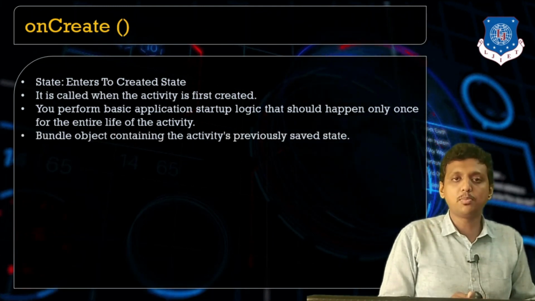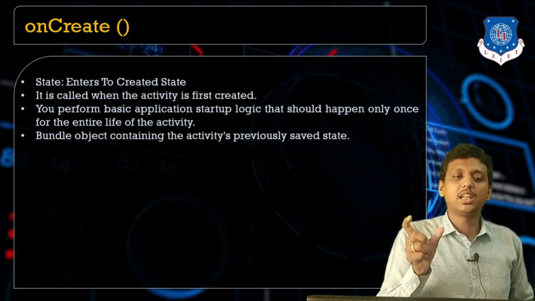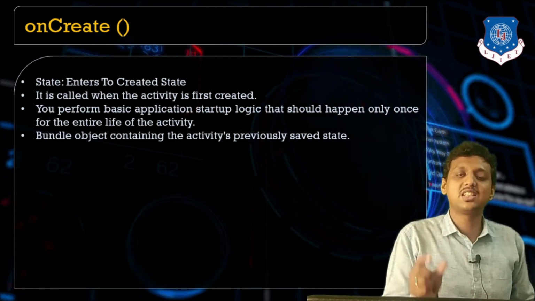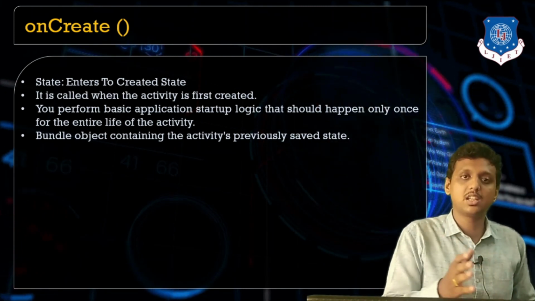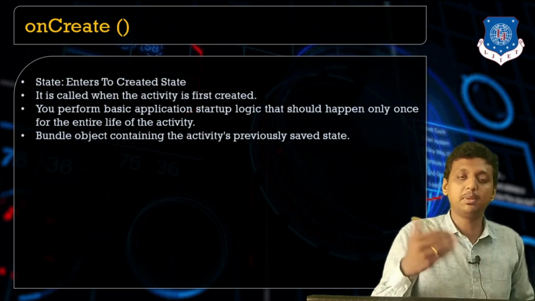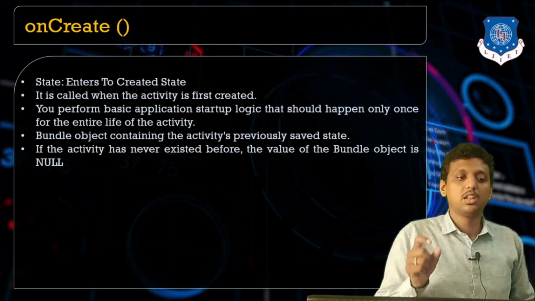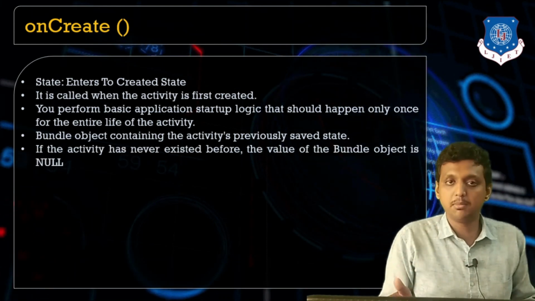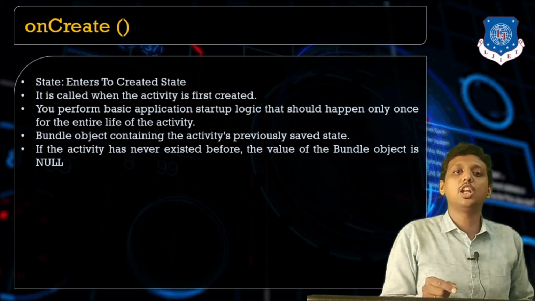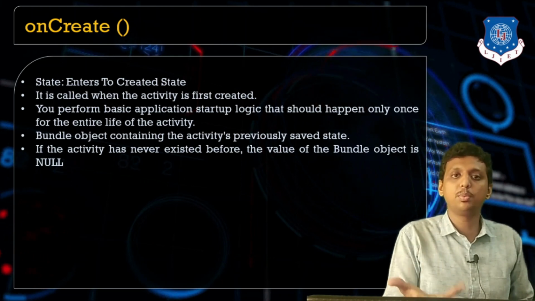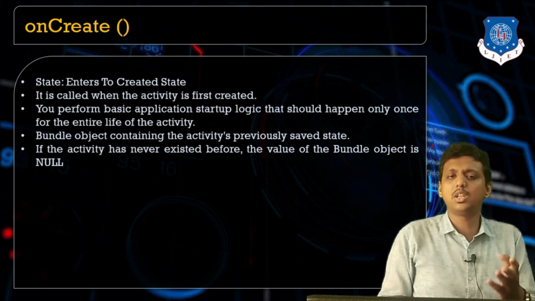Next, the bundle object. The onCreate method contains one bundle object, containing the activity's previous saved state. If your activity was previously in the start state or the resume state or the pause state, then this bundle saves that particular state. If the activity never existed before, that means you are running the activity for the very first time, then the bundle object contains null because there is no previous state of the activity. Fine. So I think it is very easy to understand.